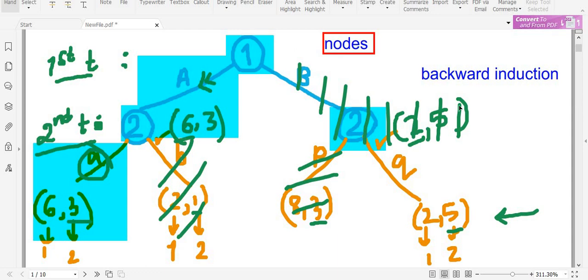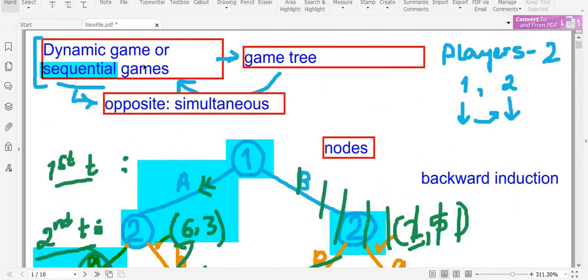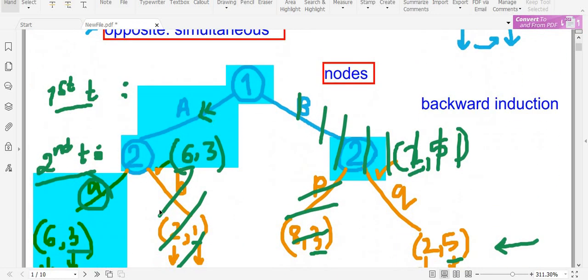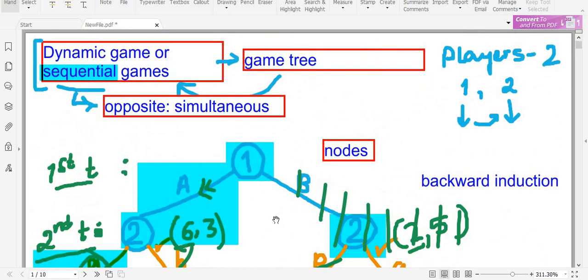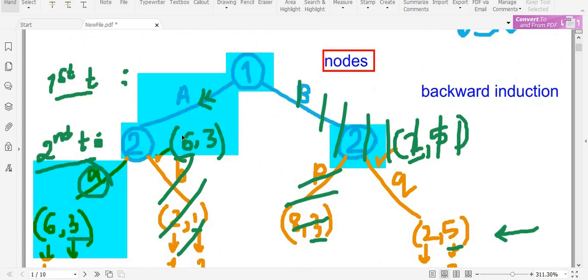This principle is called the principle of backward induction, and essentially we are moving in the reverse direction. We start off from the last stage and climb our way up to the top of the tree. This structure is called the game tree. The way in which we solve the game is called backward induction, and this type of game is called a dynamic game or a sequential game. Because the players take their decisions one after the other, there is an intertemporal concept, and that is why it's called a dynamic game. And since the decisions are made one after the other, it's called a sequential game.